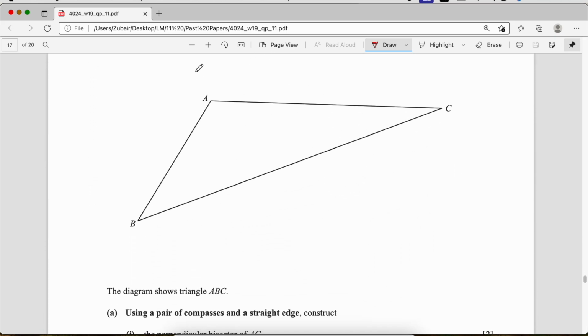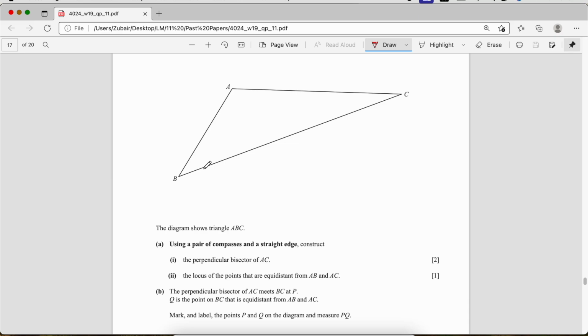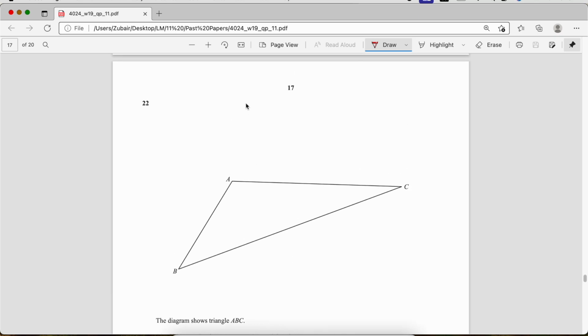Question number 22. Construction mainly is not in your syllabus now, but construction of triangle is. I'll just quickly go through this. Using a pair of compass and straight edge, construct the perpendicular bisector of AC. I'll open my compass more than half, place the needle at A and draw the arc on both sides. Then place the needle at C, draw the arc on both sides, and then join these two points of intersection, and that will give me the perpendicular bisector.